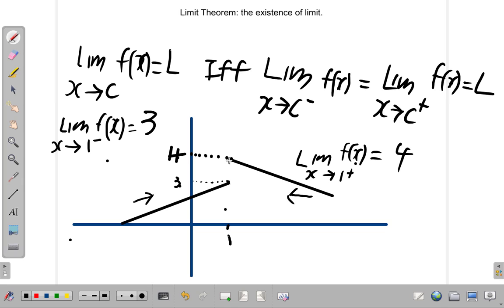The graphs do not meet at the same point. There is a discontinuity, a sudden jump from 3 up to 4. You're going from the left and you end up at 3. You're going from the right and you end up at 4. As you approach 1 from the negative side, the limit is 3. As you approach 1 from the positive side, the limit is 4. So at x equal 1, the limit does not exist. We will look at this a bit more in another video.